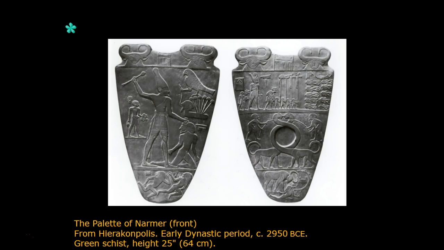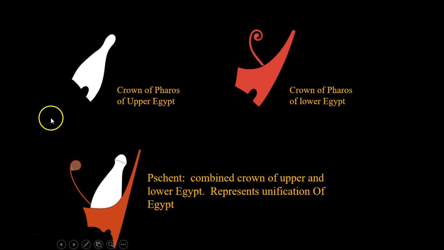The unification is also signaled by the two different crowns worn by Narmer, one claiming his dominion over Lower Egypt and the other over Upper Egypt. Here you see a representation. So a crown that looks like this is signaling Upper Egypt, a crown with this sort of concave and this sort of little curly extension is a crown of the pharaohs of Lower Egypt. And then we'll see that the two crowns become combined, representing the unification of Egypt. We'll talk a little bit more about that.